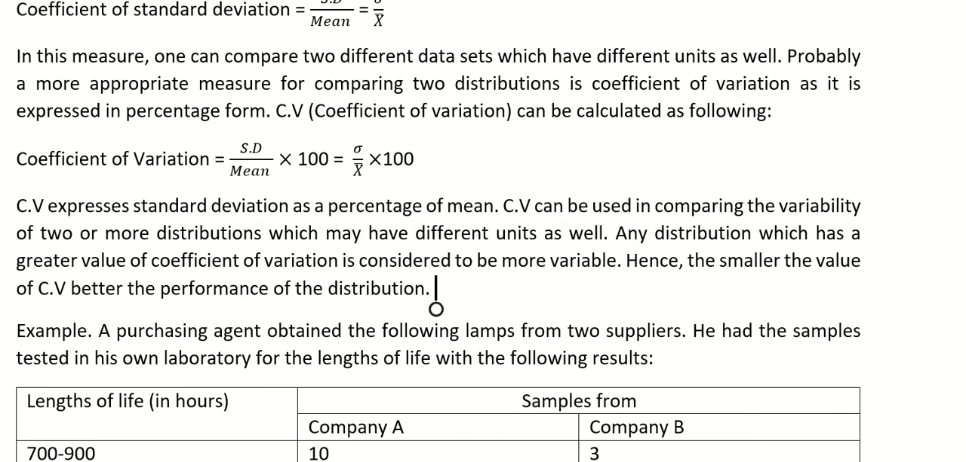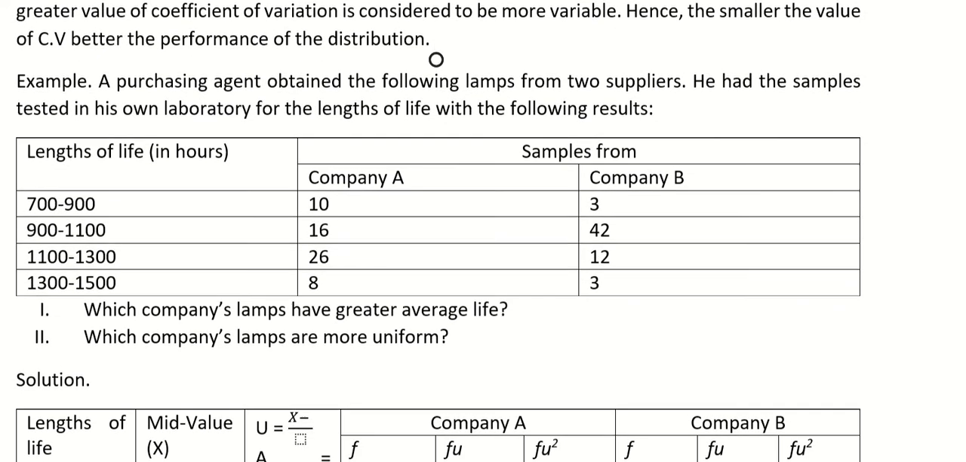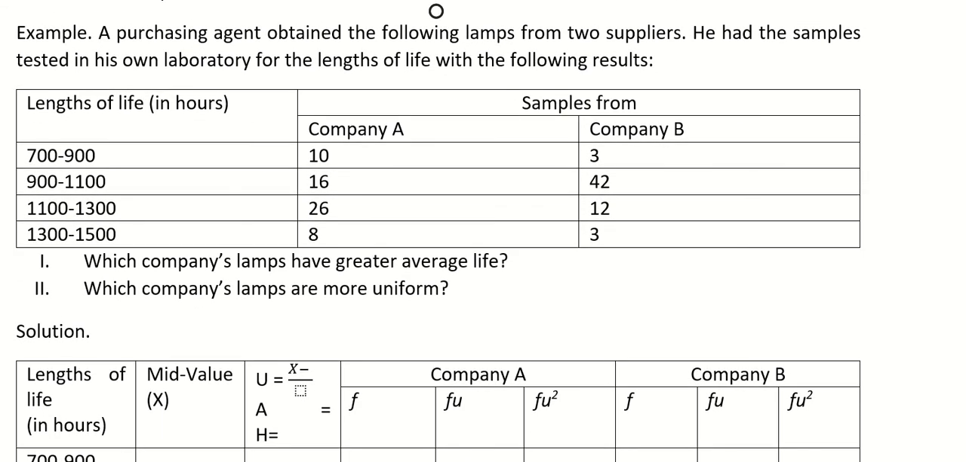So let us try to understand this concept with the help of an example. Here we have an example. As you can see here, a purchasing agent obtained the following lamps from two suppliers.